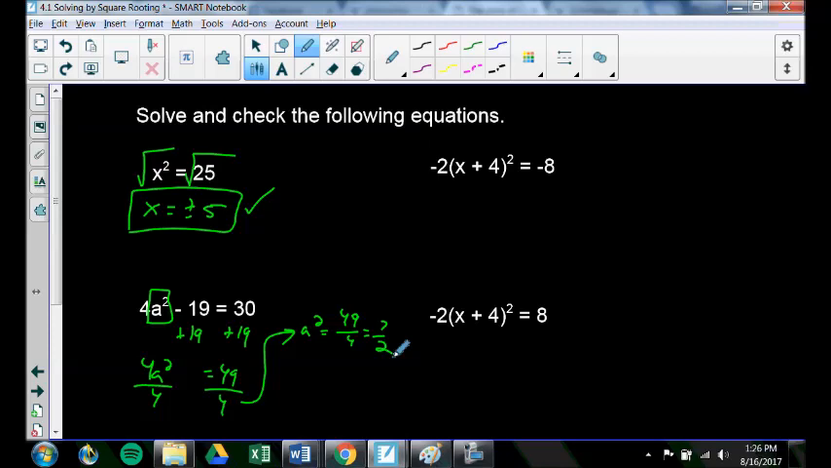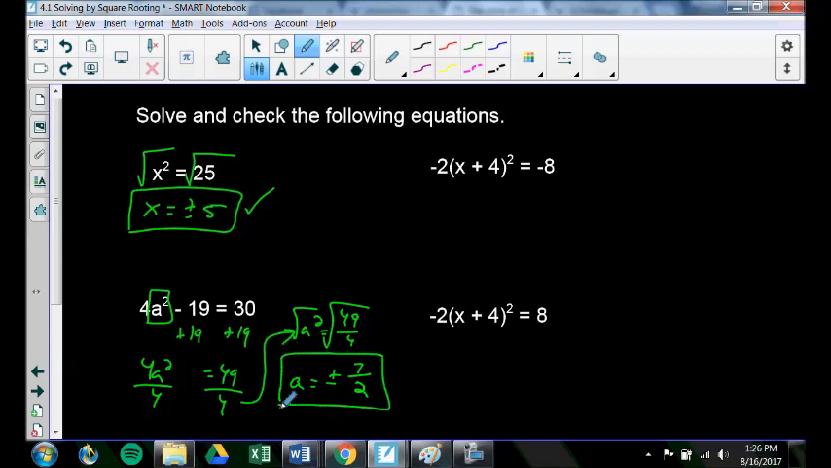Oh, wait, I'm sorry. a squared is 49 over 4, and I'm going to square root both sides. I don't want to skip that step, which I did. Square root both sides. a equals plus or minus the root of 49 over the root of 4. The root of 49 is just 7. The root of 4 is 2, so a is plus or minus 7 halves.